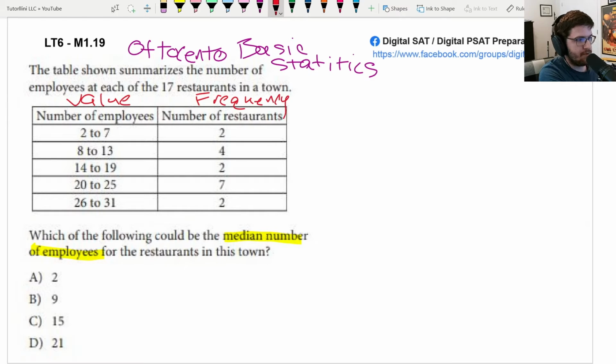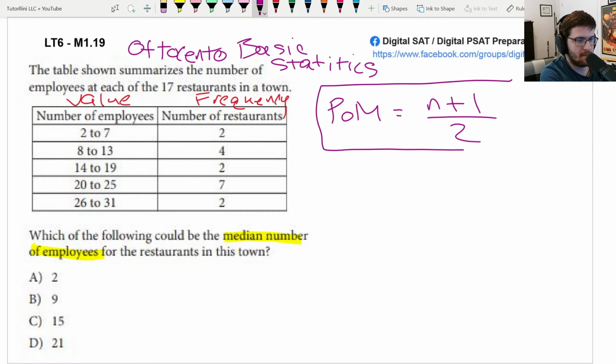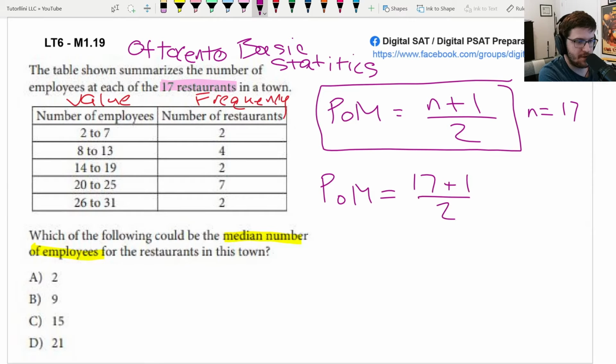So we will use the position of median formula. The position of the median is equal to n plus 1 over 2. I go over that in the video. They tell us that there's 17 restaurants, so n is 17. So let's write that down too. So the position of the median is equal to 17 plus 1 over 2. That's 18 over 2, which is 9. That tells us that the 9th data value is the median. Go over that in the video too. Please go watch it.